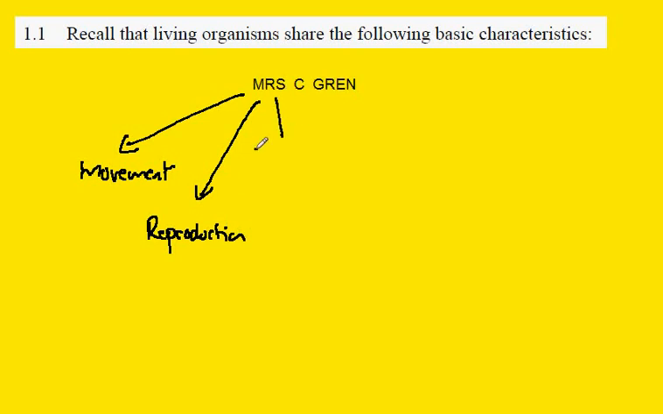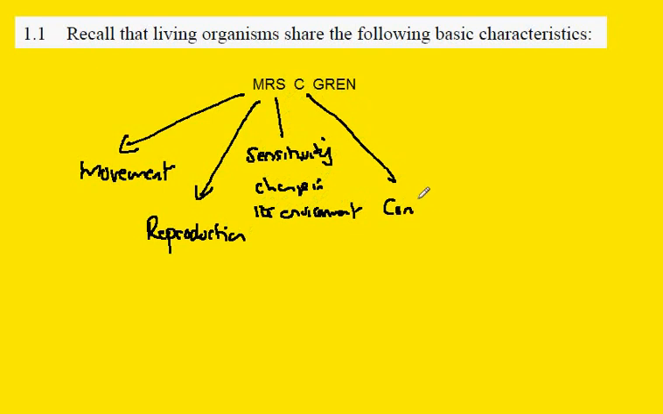S stands for sensitivity, in which the organism responds to change in the environment. Changes in light levels, pressure levels, and so on. C stands for control. Controlling the internal body, such as temperature or pH.